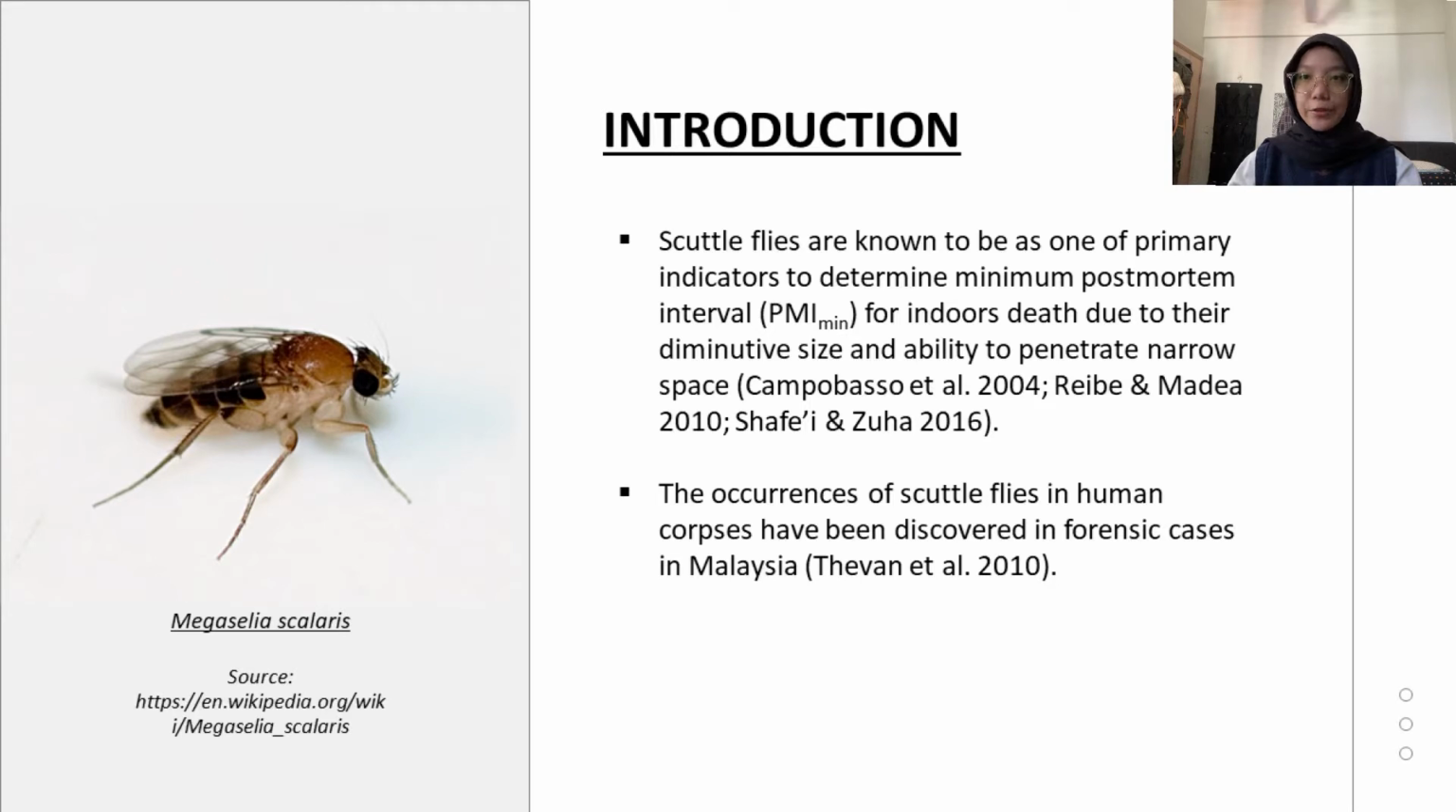Pole. Scuttleflies are known to be one of the primary indicators to determine minimum post-mortem interval for indoor death due to their diminutive size, which is around 0.6 to 4 millimeters. Due to the small size, they can penetrate narrow spaces to reach a corpse faster than other groups of forensic flies, such as Calliphoridae and Sarcophagidae. The occurrences of scuttleflies in human corpses have been discovered in forensic cases in Malaysia, but mostly restricted to indoors and confined spaces.